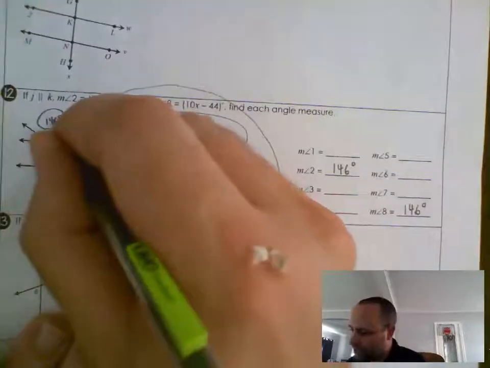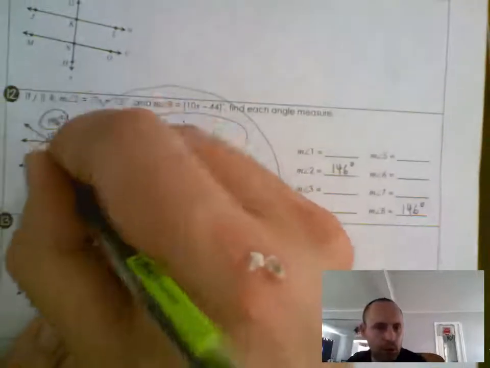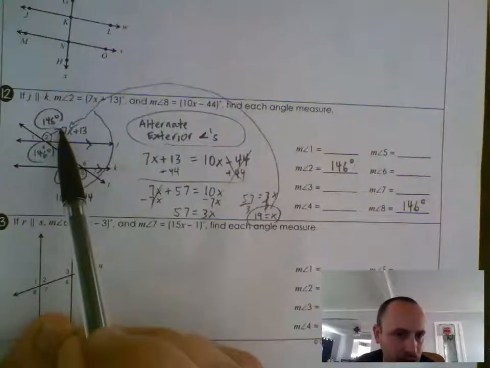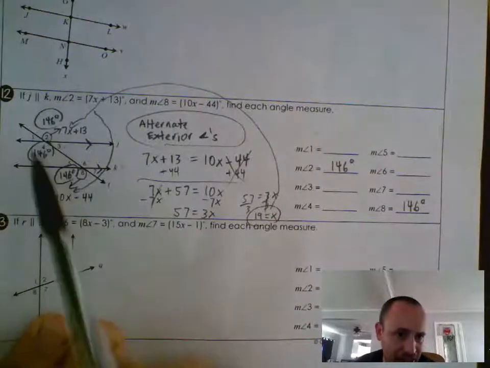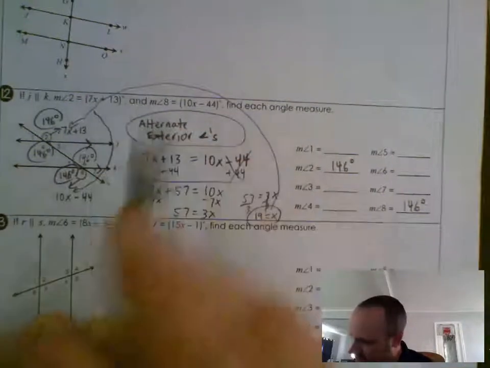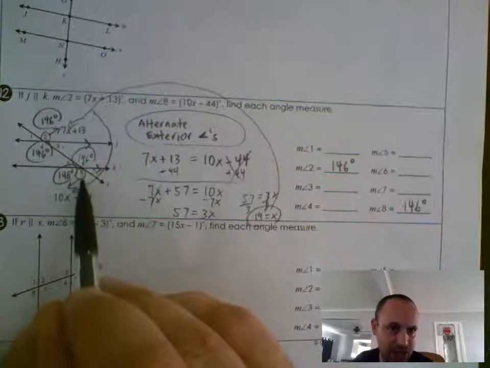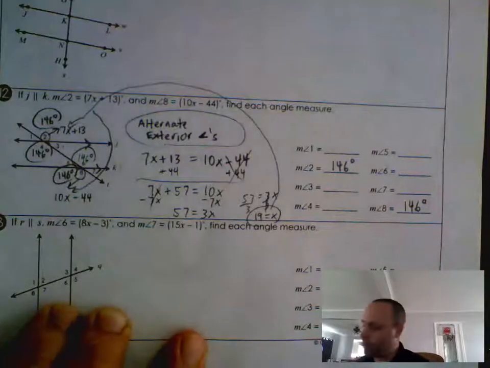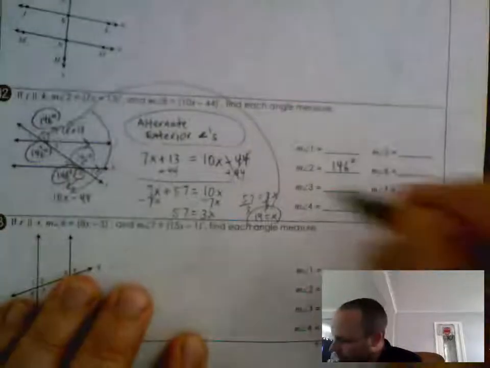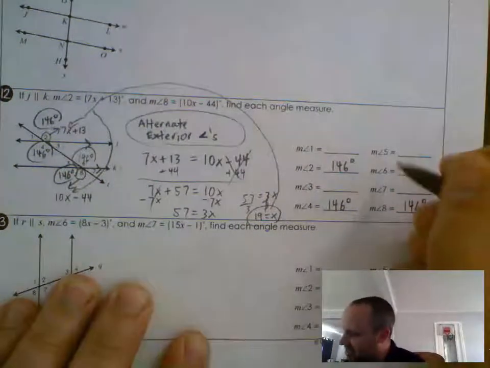Now, it's really easy to go from here. I'm going to go here and here and say, okay, this has to be 146 because 2 and 4 are what we call vertical angles, right? Vertical angles are across from each other with the same measure. And then if this is 146, then this has to be 146 because 6 and 8 are vertical angles, okay? They're across from each other with the same measure. So now I know that. This one's 146 and 6 is 146.